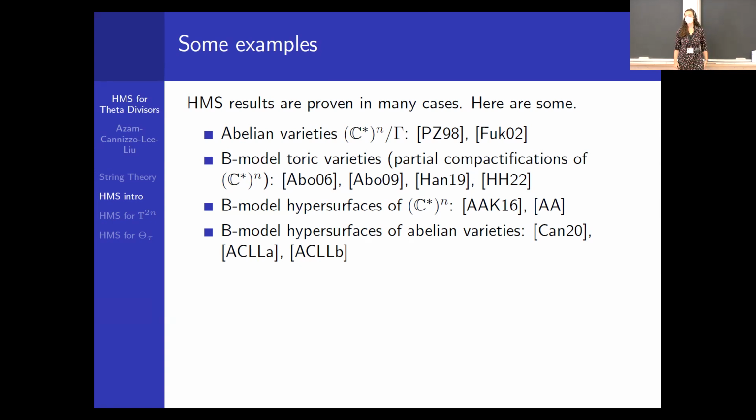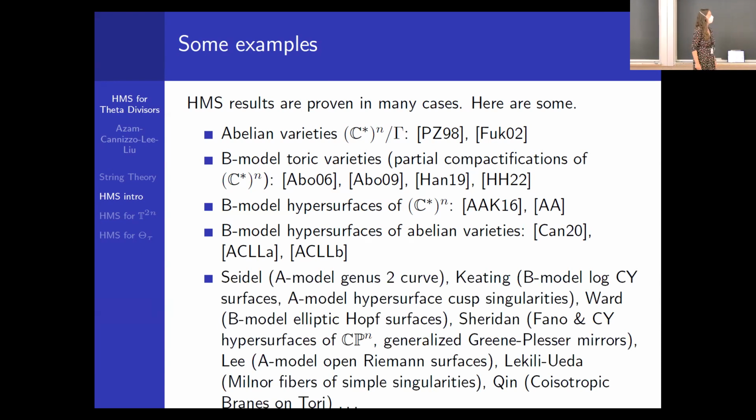And all of the last 3 are on the... Yeah, those are, so hypersurfaces of abelian varieties, that's in the c1 less than 0 general type case. All right, so here's a bunch more examples. Genus 2 curve on the A model, B model log Calabi-Yau surfaces, hypersurface cusp singularities, elliptic Hopf surfaces. So there's a bunch of examples that people have done. Co-isotropic, so a generalization of Lagrangian is co-isotropic, by Chin.